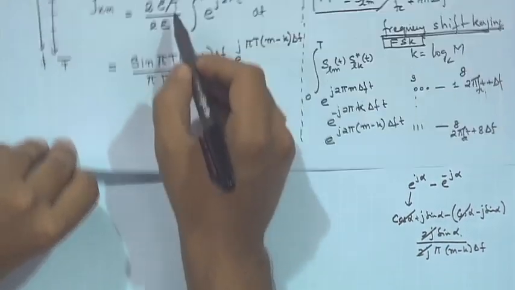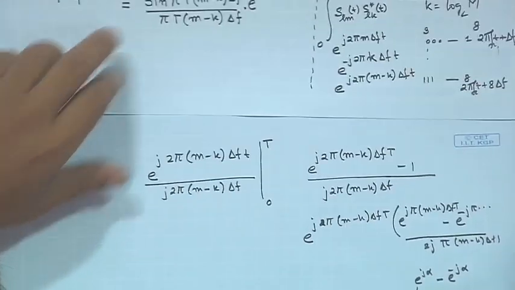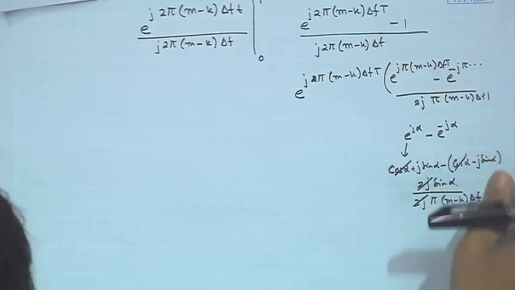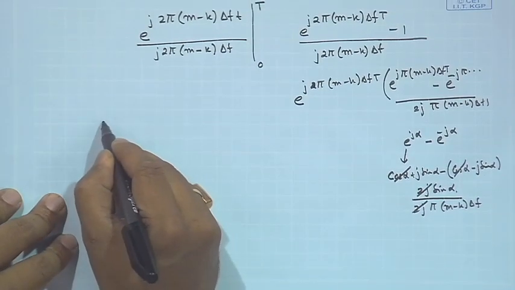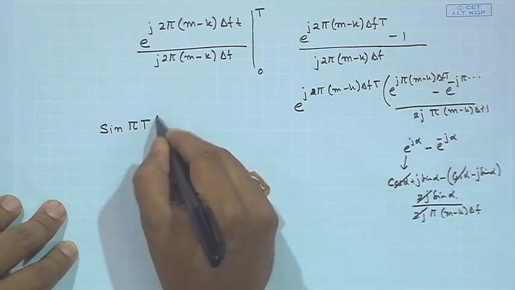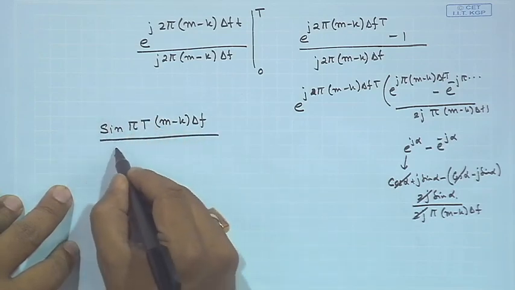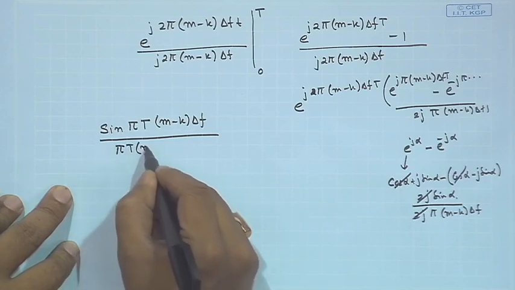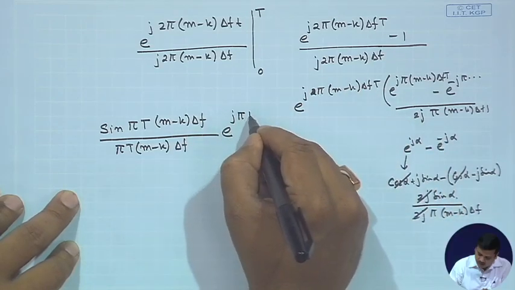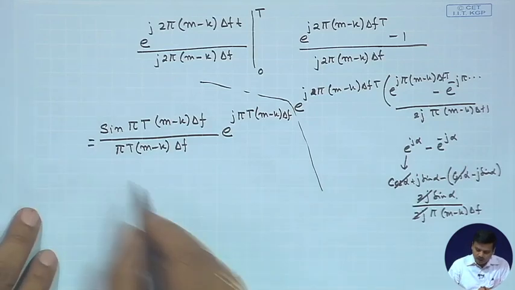So, this T that is present in the numerator comes down to the denominator, and the expression you would land up with would be sin of pi T. So, we are getting alpha. If you look at alpha, this is the expression pi T (m minus k) delta f, and the numerator has a 1 upon T term. So, you have pi T (m minus k) delta f, and you have this extra term j pi T (m minus k) delta f, right. So, this is the term that you end up with.